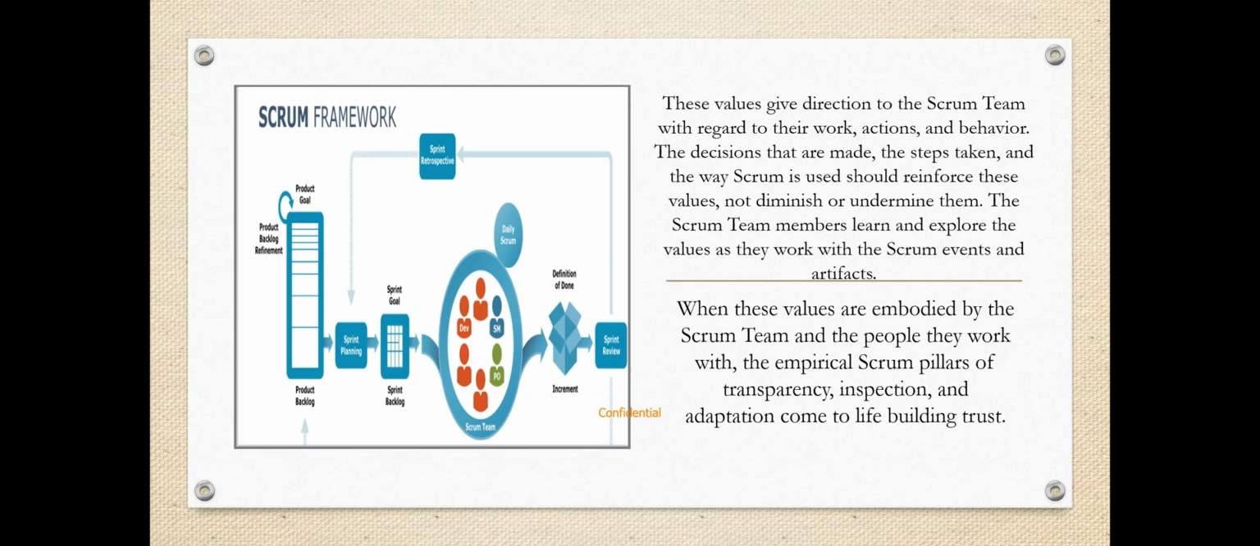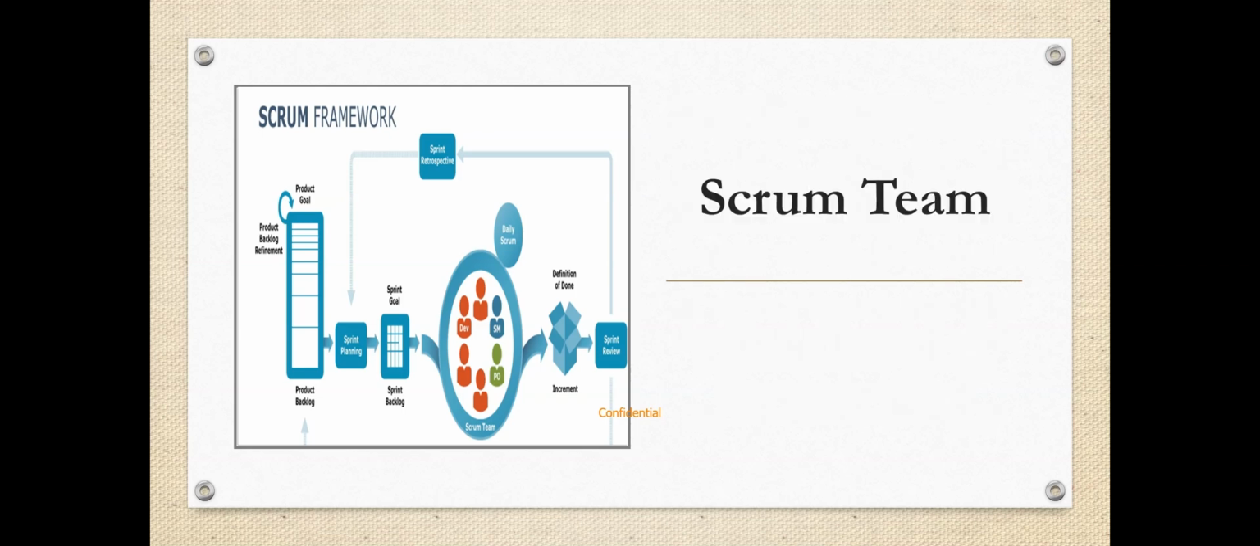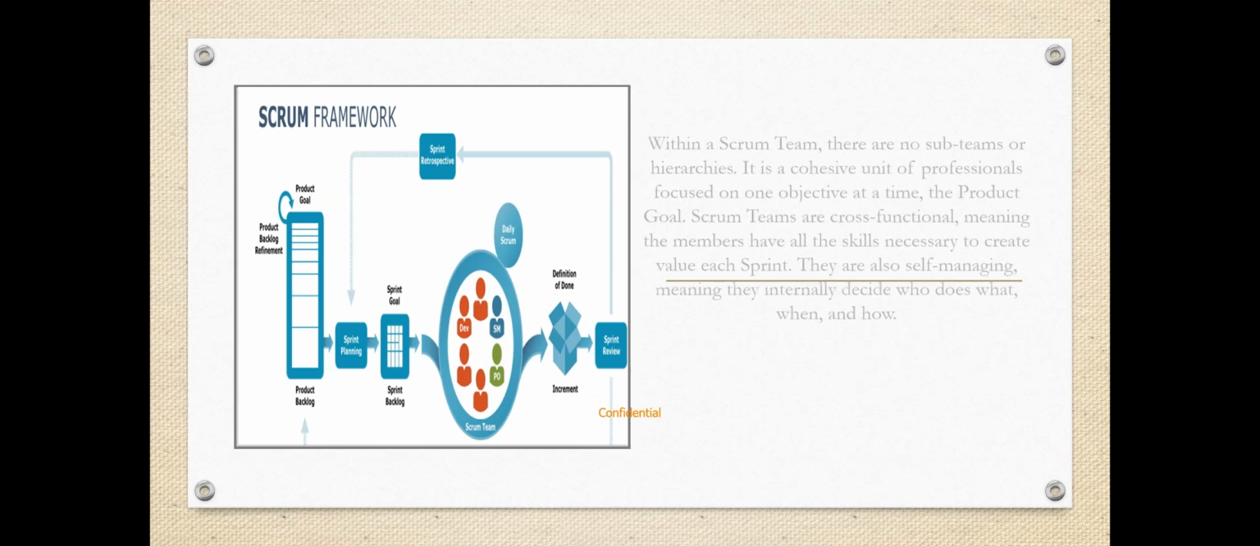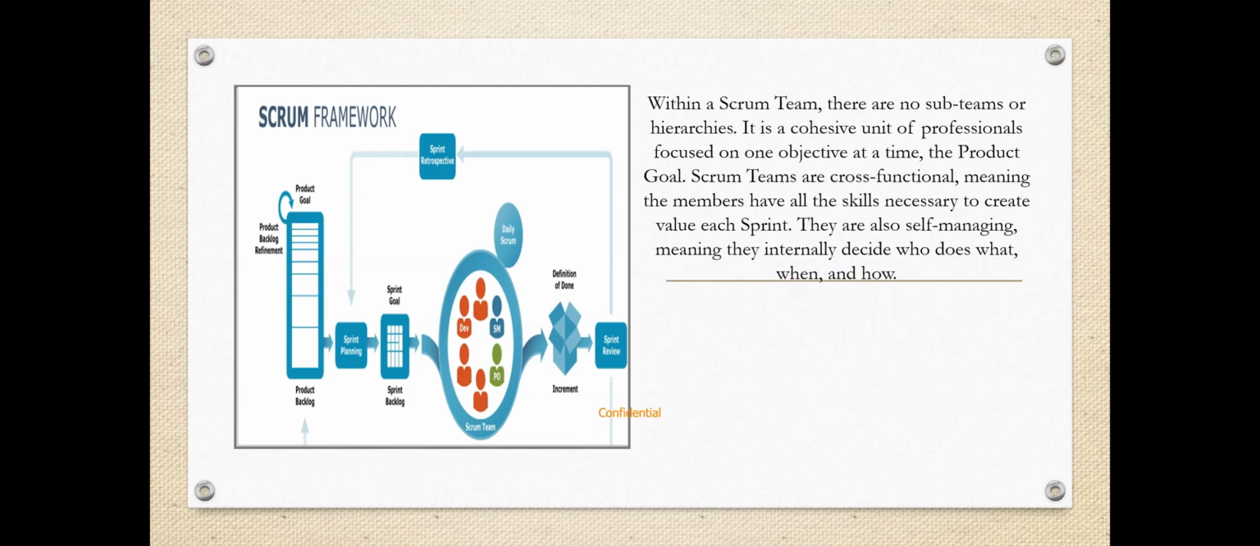Scrum team. The fundamental unit of Scrum is a small team of people, a Scrum team. The Scrum team consists of 1 Scrum Master, 1 Product Owner, and developers. Within a Scrum team, there are no subteams or hierarchies. It is a cohesive unit of professionals focused on one objective at a time, the product goal.